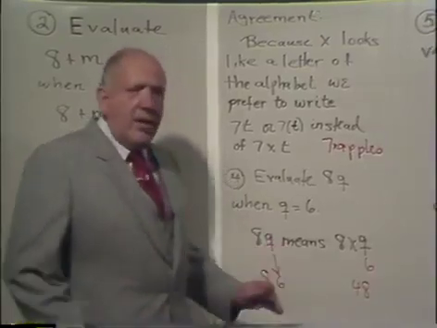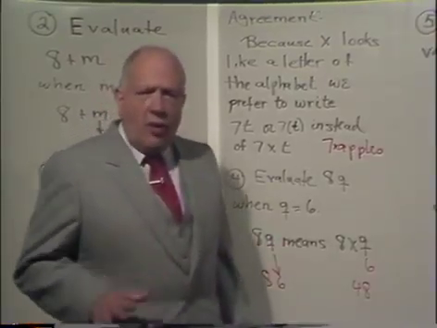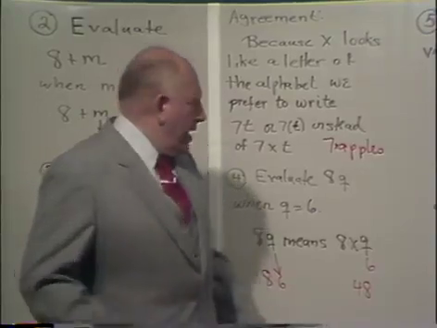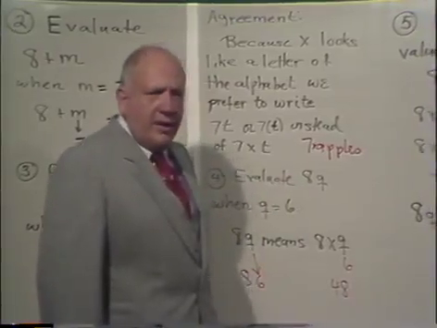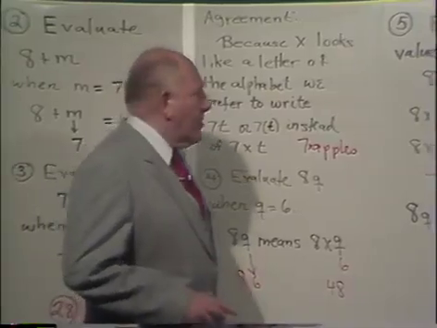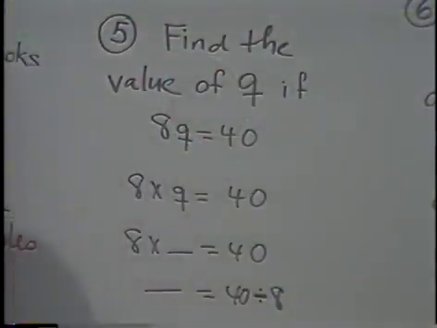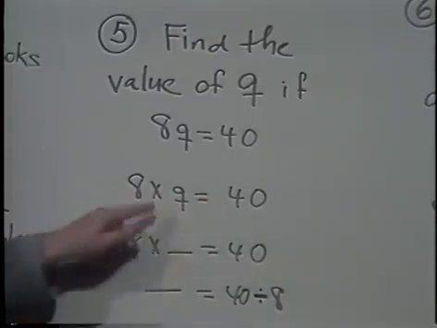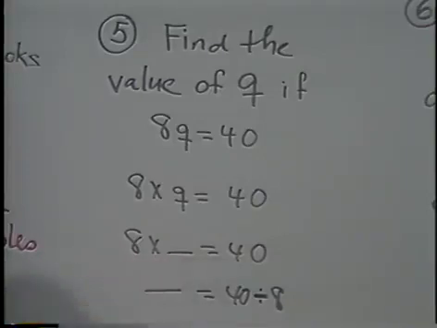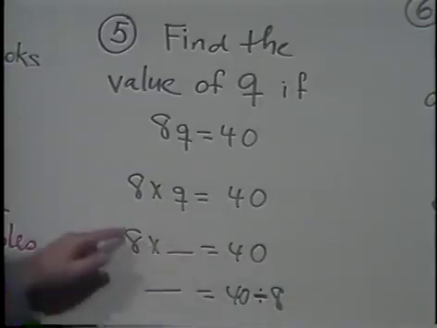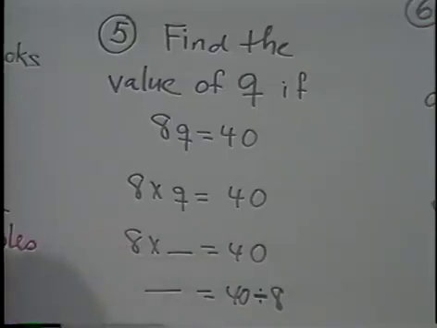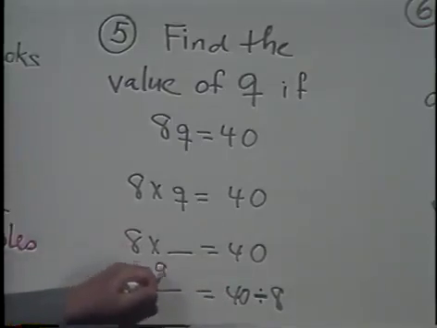Now, once you learn this, you still have problems. The same old problem that we always have, namely reading comprehension. See, in this problem, I said, find the value, evaluate 8q when q is 6. See, that's not an algebra problem. Watch where the algebra comes in. In problem number 5, I say, find the value of q if 8q equals 40. See, if 8q equals 40, how much is q? Well, remember, 8q means 8 times q. The q is a letter that takes the place of a number, so it's really a glorified blank. So this looks like what? 8 times blank equals 40. This looks like a multiplication problem, but it's really what? Division. So the answer is 40 divided by 8, and that would be q.